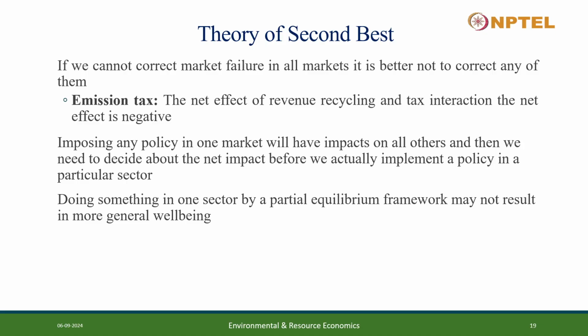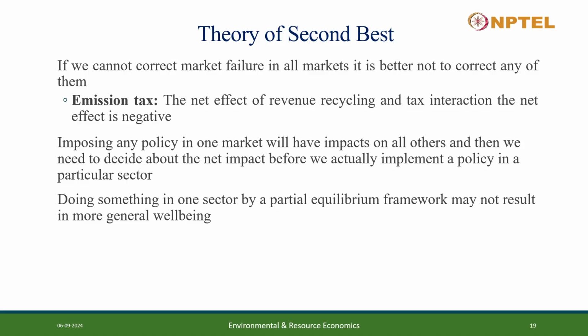So here, the theory of second best says that if we cannot correct the market failure in all the markets, then it is better not to correct in any of them. So let's say that the net effect of revenue recycling and tax interaction is anyway negative. That is one example where the policy is not working. Therefore, this theory is called the theory of second best.